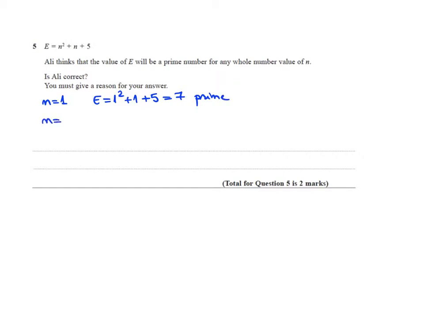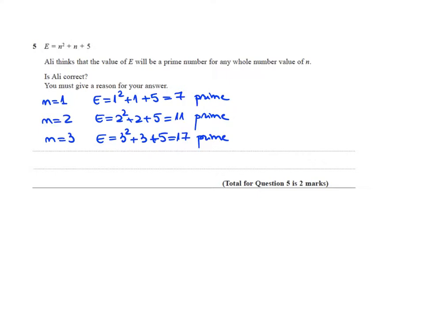Let me take n equals 2. E equals 2 squared plus 2 plus 5. 4 plus 2, 6 plus 5, 11. It is prime. Let me take n equals 3. E equals 3 squared plus 3 plus 5. 9 plus 3, 12 plus 5, 17 is prime.